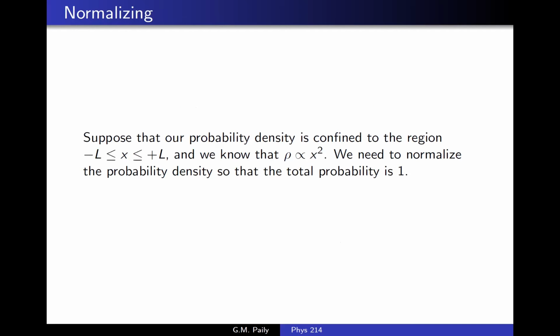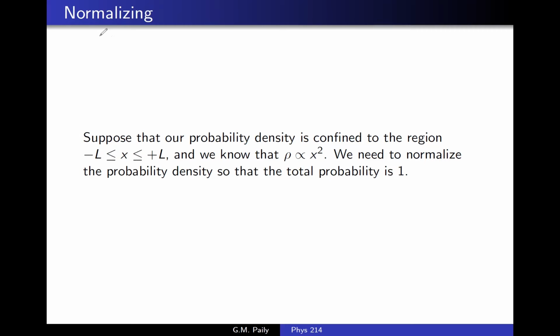So here's an example problem. Supposing our probability density is confined to the region between minus L and plus L, and we know that the probability density is proportional to x squared, right? It's a function of position. We have that condition that the total probability needs to be 1. So we need the integral of the probability density to be equal to 1. So we need to normalize this probability density.